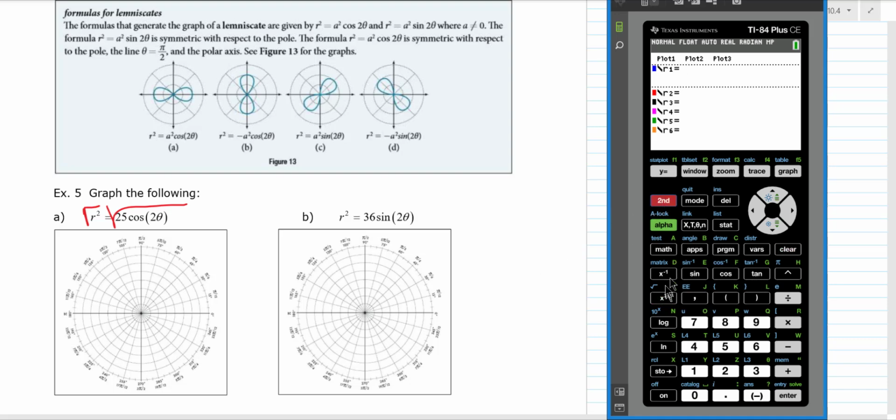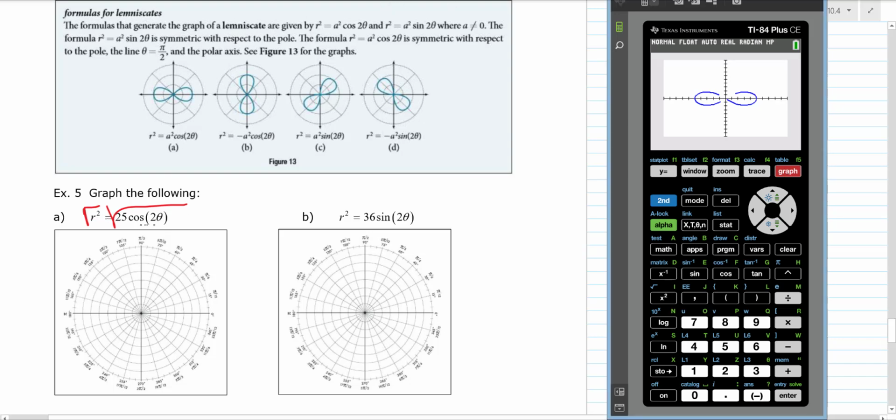I need to clear this off first. So square root, put in the 25. You don't need to do the square root. Just let the calculator take care of that. And then cosine of 2 theta like that. Okay, so if we graph that, that will be the first case. Okay, since there's a cosine and since this is a positive number, so if A is positive, like it is there, then it's going to look like that.